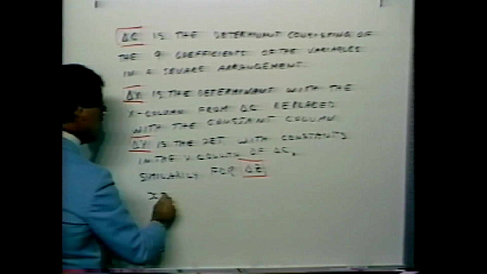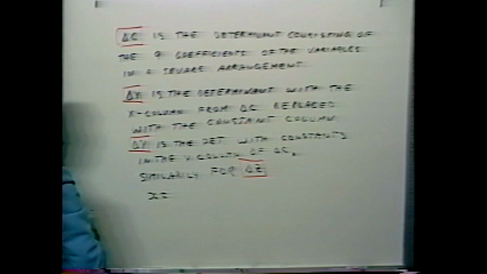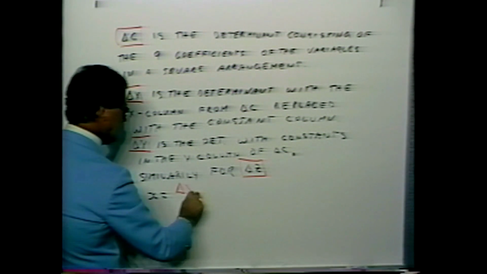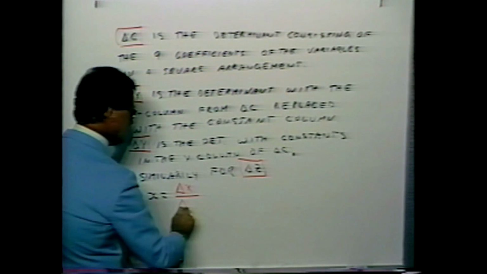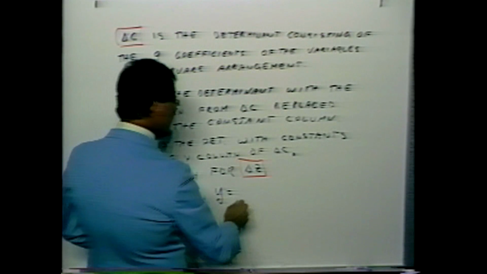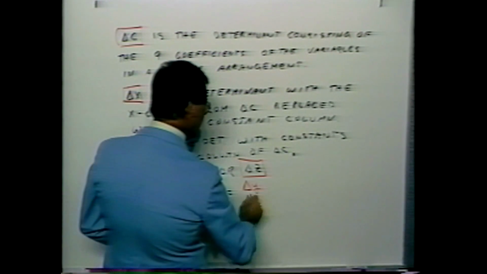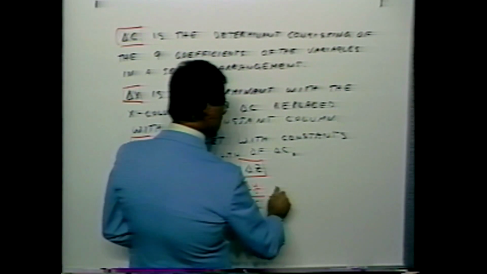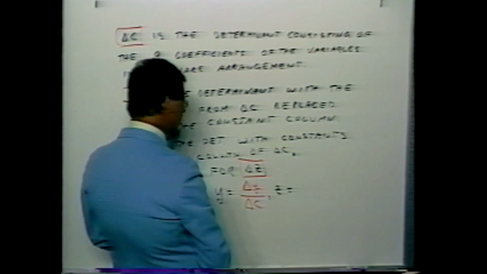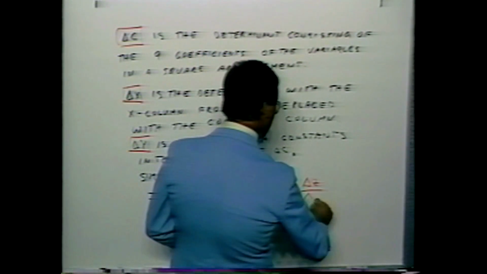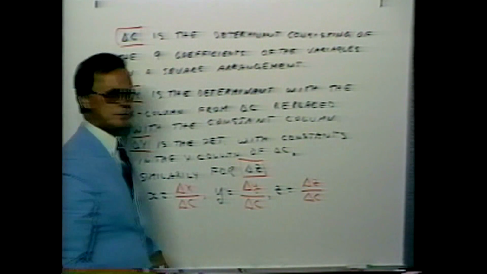X is going to be the number which you get when you divide delta x by delta c. Y will be the number that you get when you take delta y and divide it by delta c. And finally, z is the number that you get when you divide delta z by delta c again.